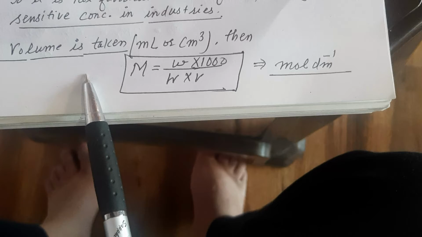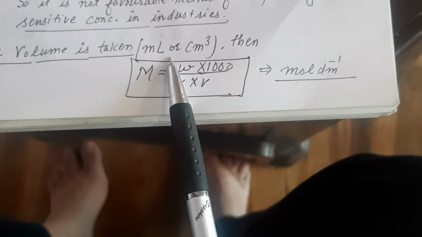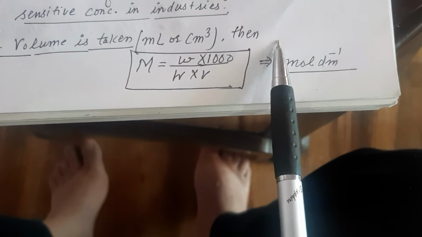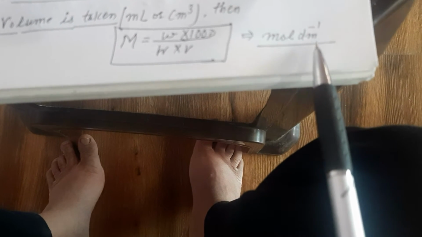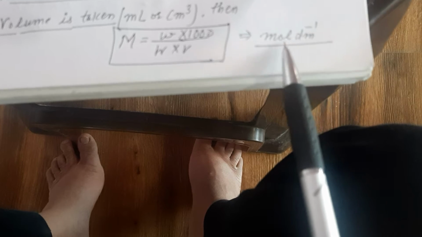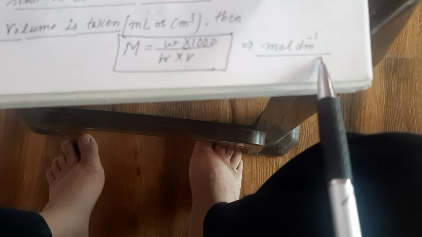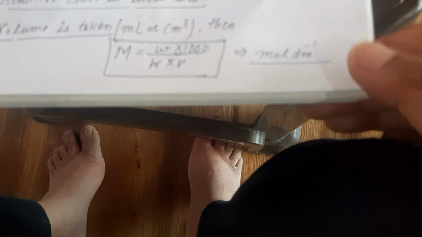If volume is taken in ml or centimeter cube, then the formula will be molarity is equal to weight of solute upon molar mass of solute into 1000 upon V, and the unit will be mole decimeter cube per decimeter cube, or mole per liter. That is the important expression for molarity.